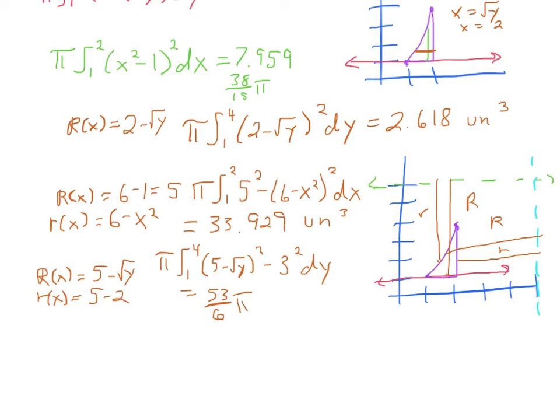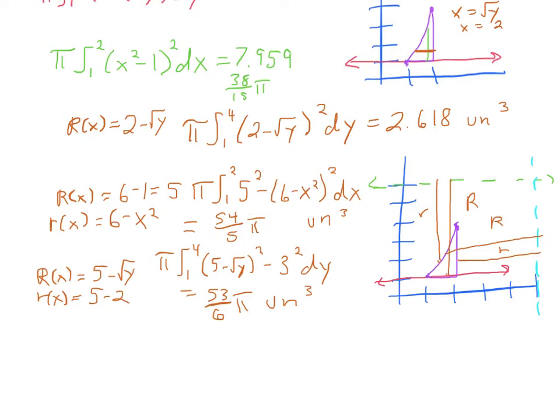(53/6 pi) units cubed. And I realized on the last one I made a mistake, and I can't erase it. That answer should be 54/5 pi units cubed. On the solution sheet, the integral was going from 1 to 6, but it should be going from 1 to 2. So I apologize for the earlier mistake.